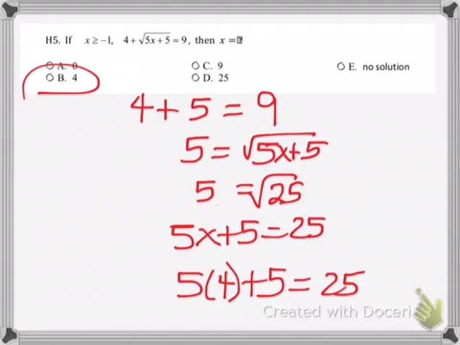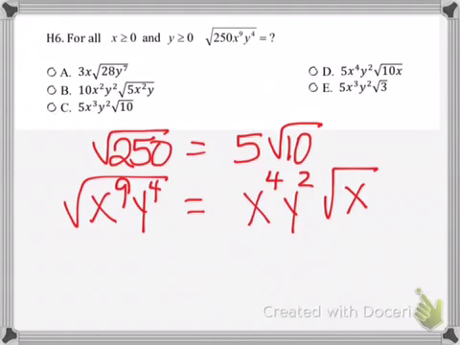Number 5, if x is greater than -1, 4 plus the square root of 5x plus 5 equals 9. Well, I know that 4 plus 5 equals 9, so the square root of 5x plus 5 must equal 5. And the only way to get a square root to equal 5 is the square root of 25. So 5x plus 5 has to equal 25. So 4 times 5 plus 5 gives you 25. You can also just substitute in your answer choices and see which one gives you 9.